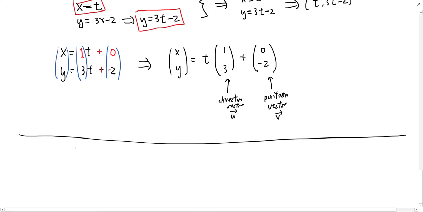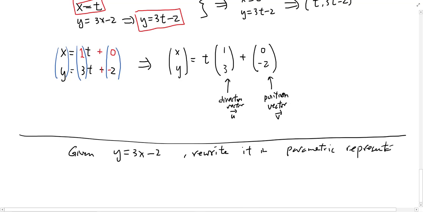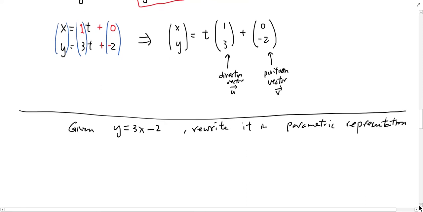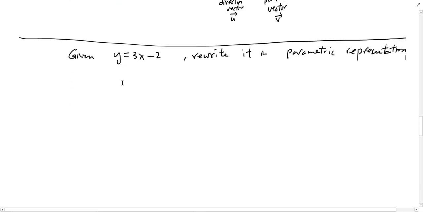Suppose we have the same exact problem. Let's say we're given y equal to 3x minus 2, and we also want to rewrite it in parametric form, in parametric representation. So we can definitely just let x equal t and just be done with it. And as a matter of fact, that takes quite little effort to do. But what if I don't want to do that? What if I do this instead? Imagine I do this instead.